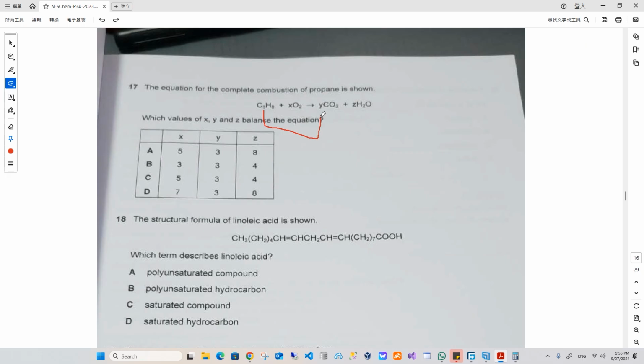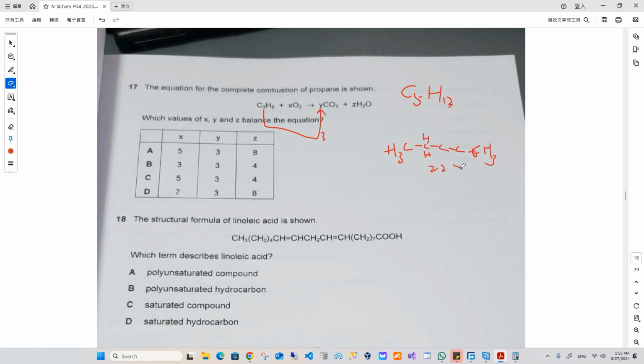3 carbons here, so 3 carbons here, because it's 1 carbon here, right? So Y is 3. Okay, so hydrogen, I got propane. Propane is C5H12. 1, 2, 3, 4, 5. So 3 of them here and 3 of them here and 2 here.